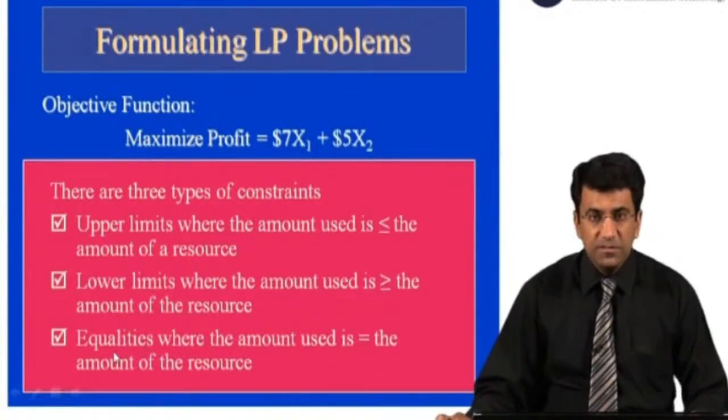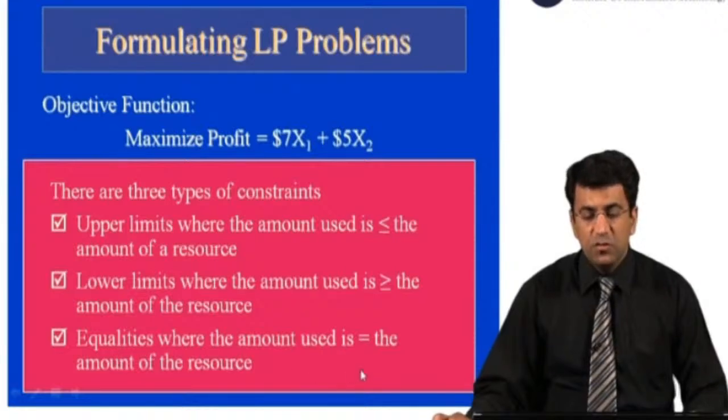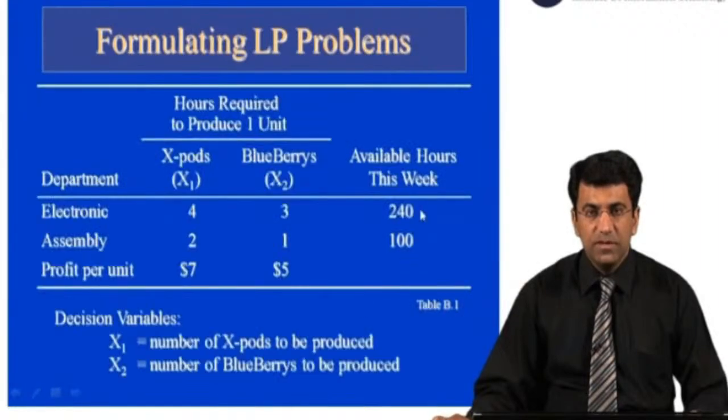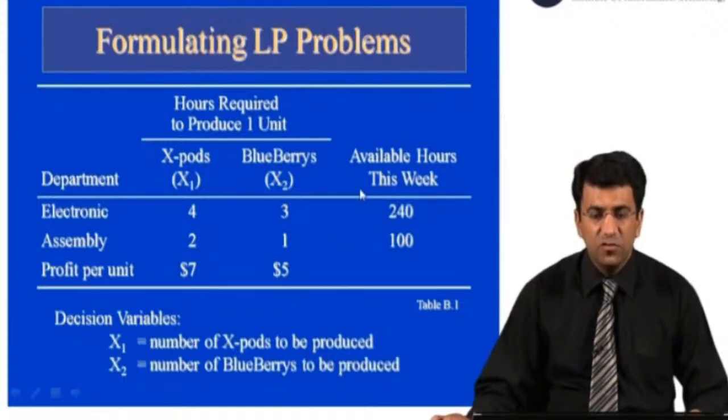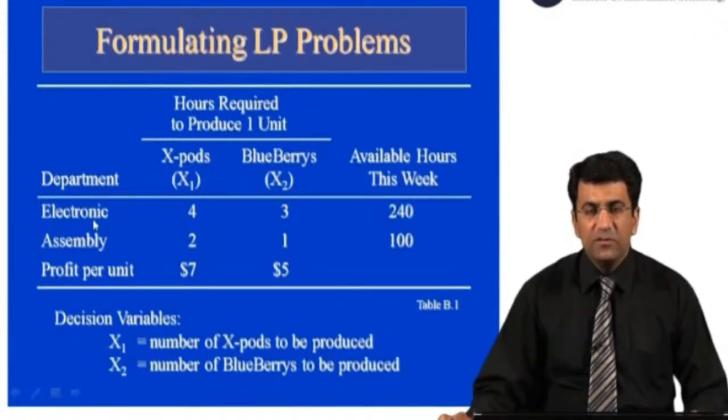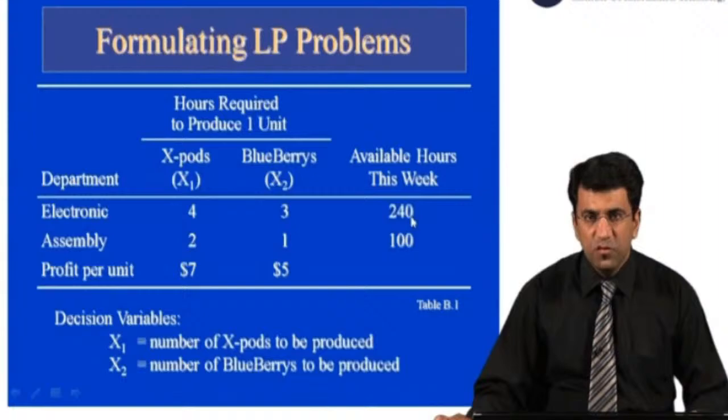Then there are some equalities, where the amount used is equal to the amount of the resource. If we say that the total electronic work used should be equal to this, then that will be the equality constraint. But in this particular example, this is the less than or equal to constraint. That is, total electronic work should be less than or equal to 240.